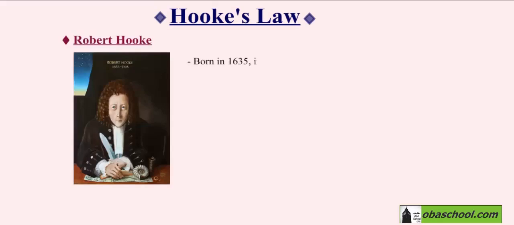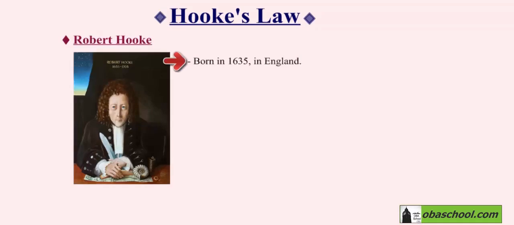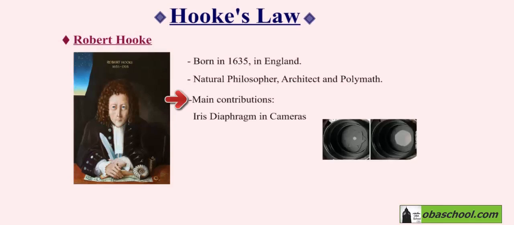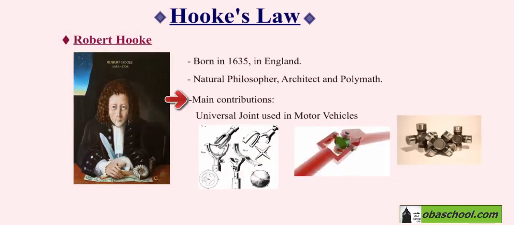Hooke's law. Hooke's law was named after the scientist Robert Hooke. Now, who is Robert Hooke? He was born in 1635 in England. He was a natural philosopher, architect, and polymath. His main contributions were the iris diaphragm in cameras and the universal joint used in motor vehicles.